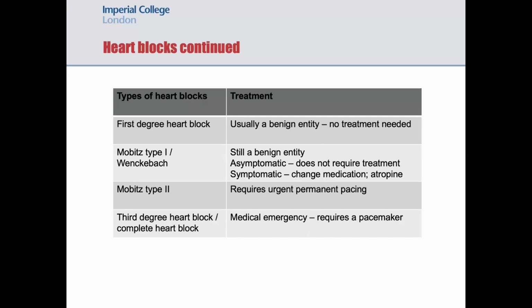However, if you get symptoms, for example, a reversible cause such as a medication could be causing them, then obviously you just change the medication. But otherwise, you just monitor the patient regularly in a cardiac clinic, and you don't need to do anything. But if you ever find Mobitz type 2 or complete heart block on their ECG, it means that they require urgent permanent pacing, because there's a risk that their heart will go into cardiac arrest or a cardiac arrest rhythm. So you need to urgently put a pacemaker in them.